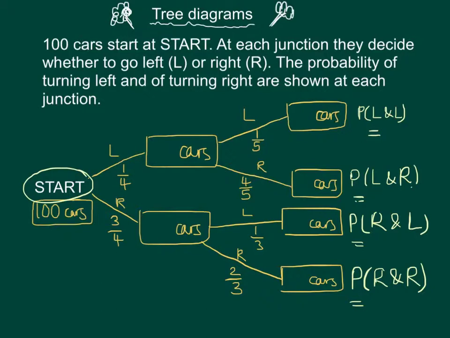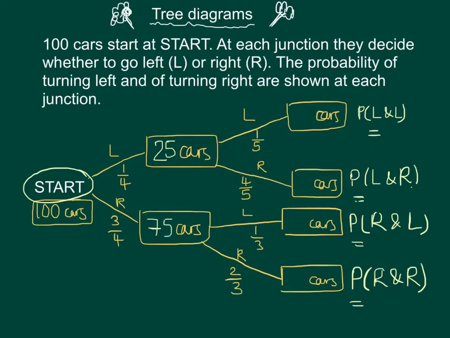So at each junction, each branch has a probability. For instance here, the probability of going left is 1/4, and the probability of turning right at the junction is 3/4. So 1/4 of these 100 cars are going to turn left. How many cars does that mean are going to be at this junction? Well, it's 1/4 of 100, so it's 25. Now this means that the other 3/4 are going to turn right at the junction, so here we're going to have 75 cars.